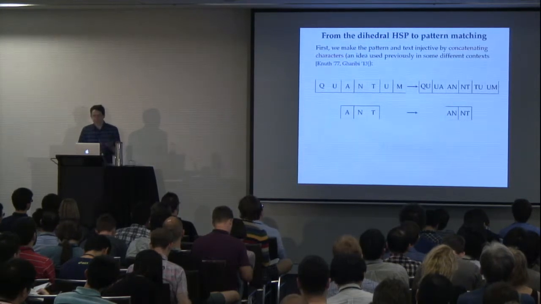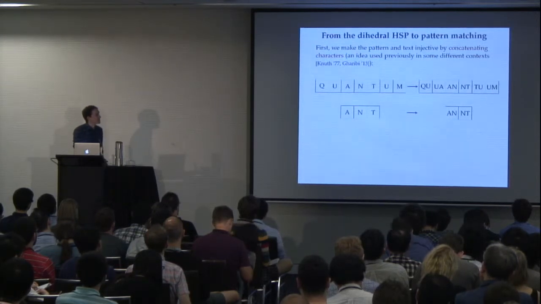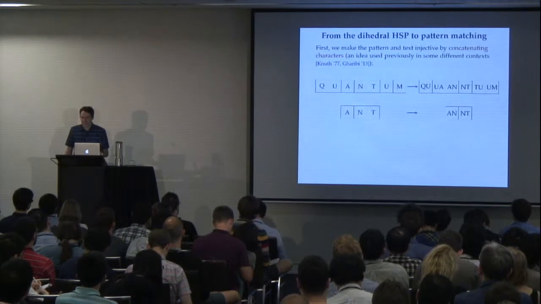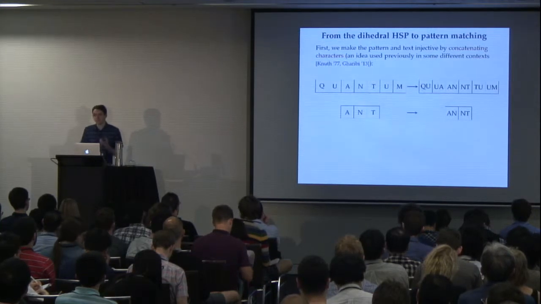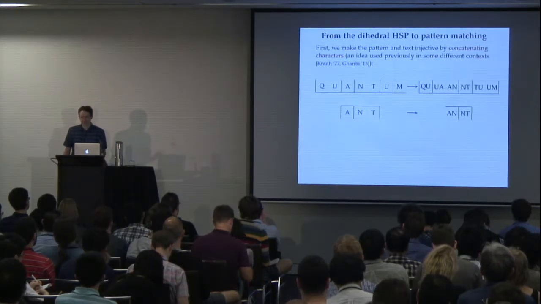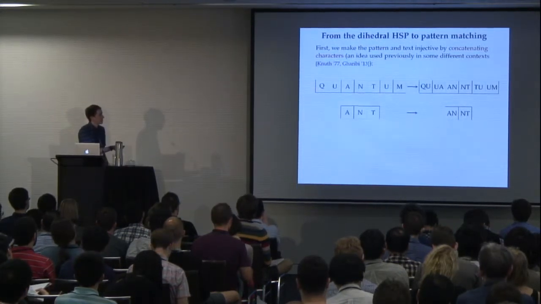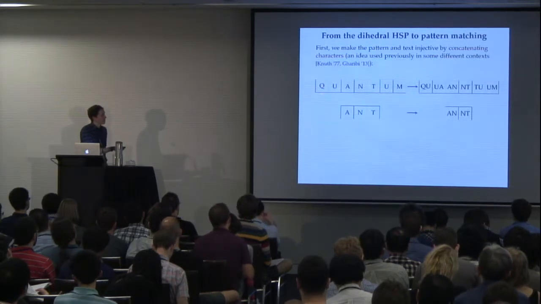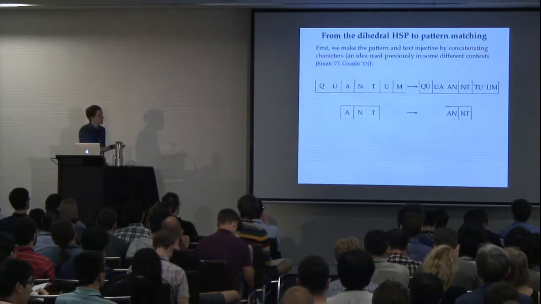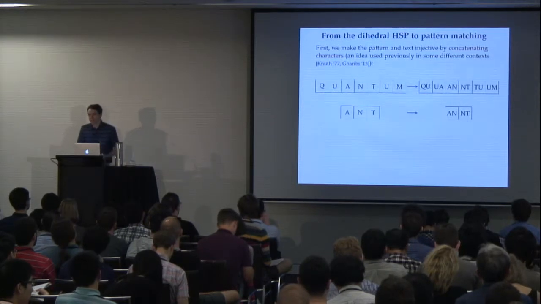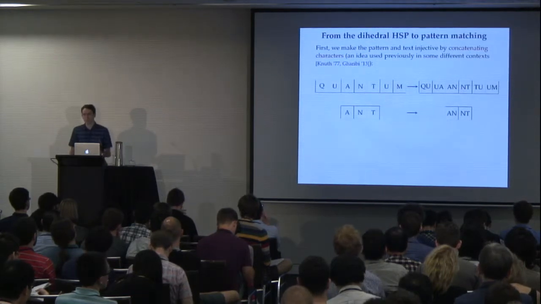But the basic idea here is that we're going to go through our text and our pattern, and we're going to replace each of the original symbols with a concatenation of several subsequent symbols. So the idea is this is going to give us more unique characters in the pattern and the text, and eventually we'll end up making each of them injective. So here we're looking at substrings of length 2. So we've replaced this letter Q here with QU, the subsequent letter to Q. We replaced U with UA, because A is the subsequent letter to U, and so forth. We just go along the pattern and the text doing this replacement, so we just get a bigger alphabet.